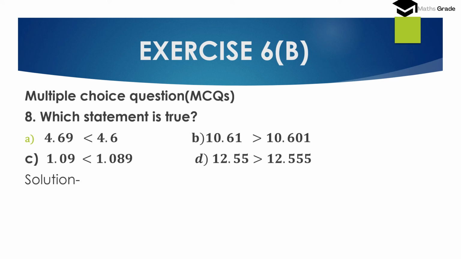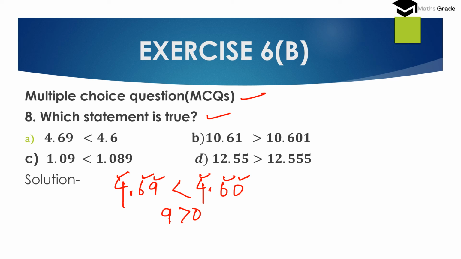Now question number 8, multiple choice questions. Which statement is true? These options are given. First option is 4.69 is less than 4.60. Both have 4, 4, then 6, 6, then here 9 and here 0. But 9 is greater than 0. So this will be 4.69 is greater than 4.60. But here the less than symbol is given. So this is false.